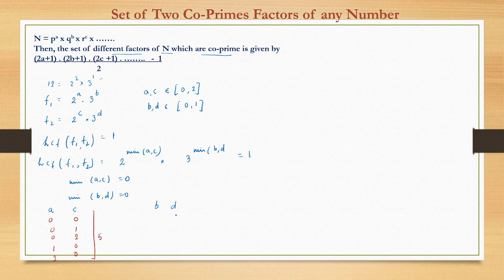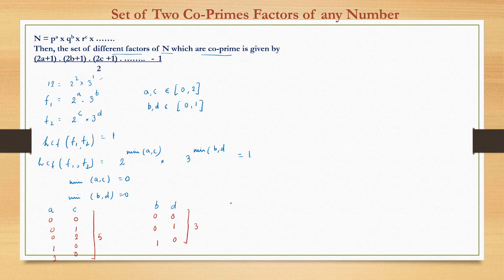Similarly for B and D we can check. So the minimum of B and D has to be 0. So either B or D is 0. So let us suppose B is 0. So what value can D take? D can take between 0 to 1. So let us take the first case 0 and second 1. Now the possibility could be that D takes a value of 0. So what value can B take? B can take either 0 or 1. 0 has already been taken, so it will take 1. So it is 3 here.